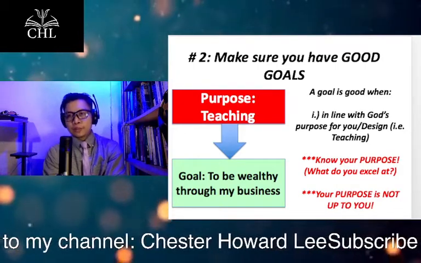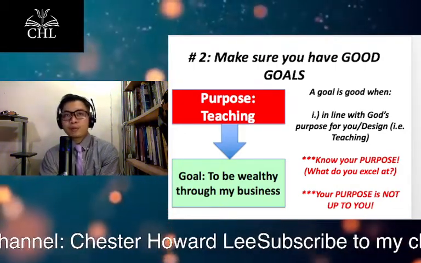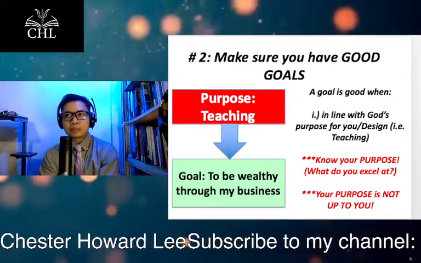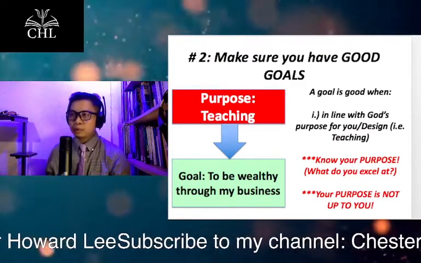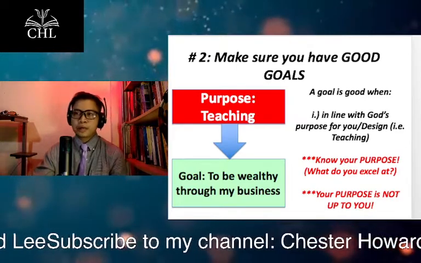The first implication here is you really need to know your purpose. Even before you set your goal, kailangan alam mo yung purpose mo. Wag ka magsaset ng goal na hindi mo pa alam yung purpose mo. No? Now, ang tanong, paano ba malaman yung purpose mo? How would you know what purpose God has for you?